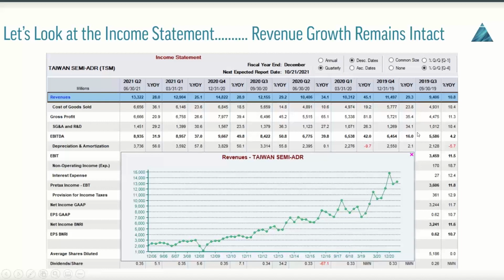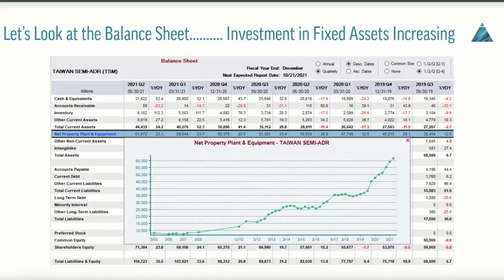Okay, so revenue growth remains intact. So we've just checked that first box of the framework, right? Now we need to take a look at whether they're making any investments in fixed assets. Well, we already know they are, and you can see the net property, plant, and equipment. This is where the capital expenditures are coming in, right? So we're building that asset base. We're building that operating leverage.